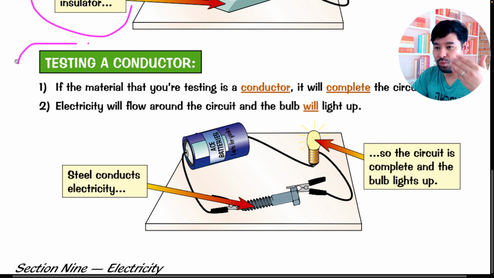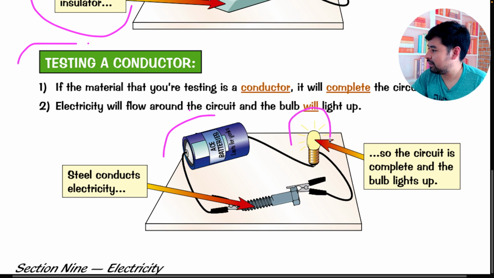Remember that in the one before, the bulb didn't light up because the circuit was not complete, because they used a rubber, and rubber is not a conductor, it's an insulator, okay. But now let's analyze it. So again, we have here the battery, the bulb on the left, and this steel conducts electricity. This thing here, steel, is the material, it's made of steel.